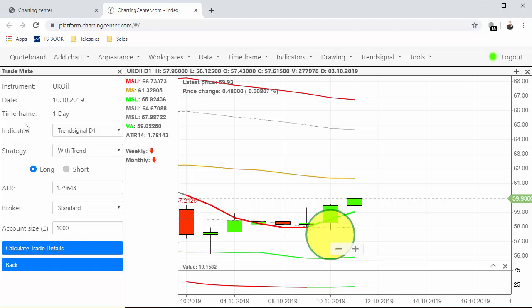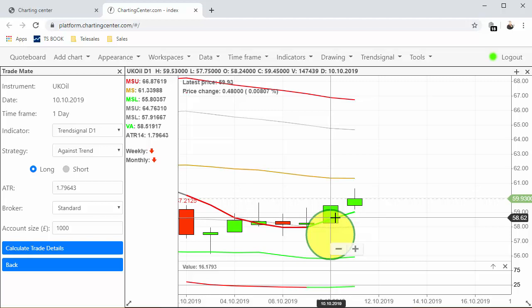So the indicators that we use here are the D1 strategy, that's the end of day one. We have the S4 and the S5, which are the shorter term strategies. So we're selecting D1. The strategy we're using is against the trend. We're going long in a bearish market. We're going long. The ATR is taken from here.